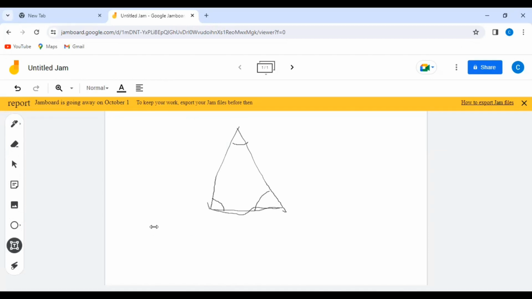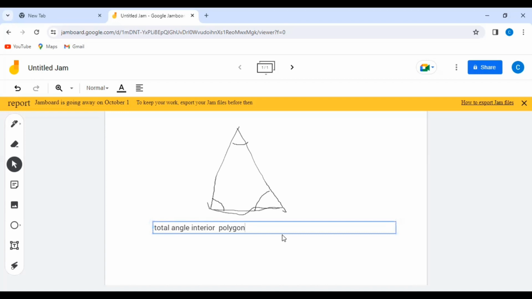We have this. Remember that the total angle must be equal to (n minus 2) multiplied by 180.